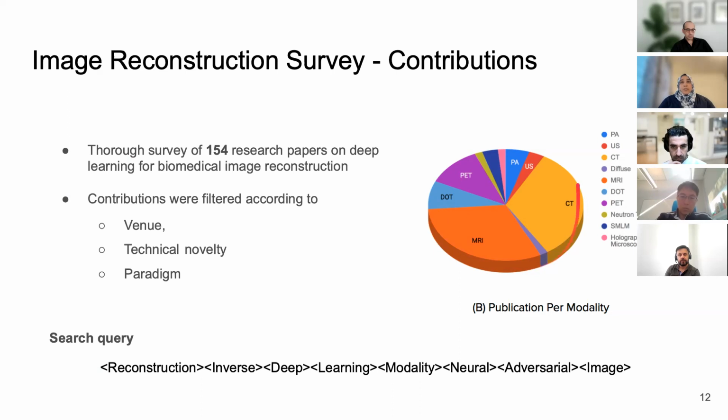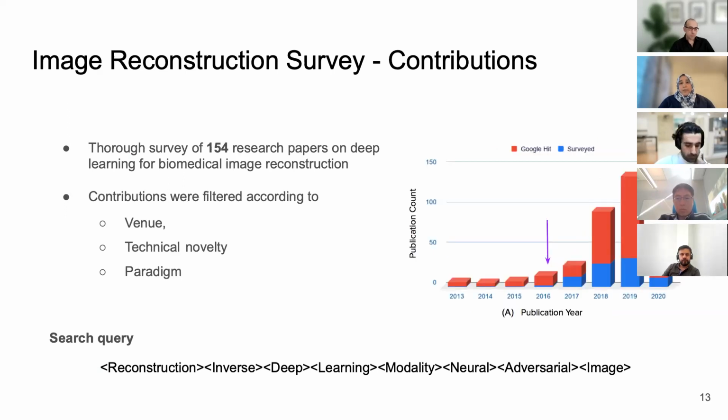Looking at the bar chart on the right-hand side, we can see that MRI and CT received the most attention. This is basically due to the widespread clinical usage and the availability of real datasets used for training. The marked increase in publications in biomedical image reconstruction is basically in the last couple of years, where we start to see increased interest in deep learning-based approaches starting in 2016.